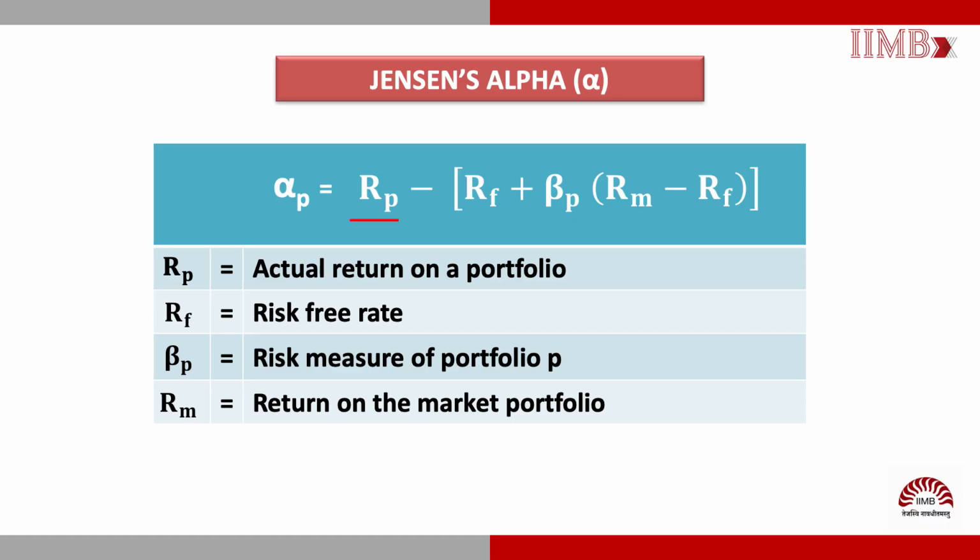While this formula could look a bit confounding at first sight, if you examine it carefully, it reflects the actual return Rp from the portfolio less the expected return from that portfolio computed using the capital asset pricing model. Therefore, higher the alpha P, better the performance of the portfolio, because the actual returns that it delivered was greater or far greater than the expected return on that portfolio.